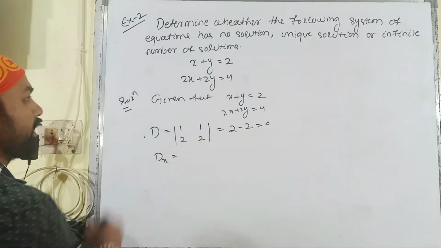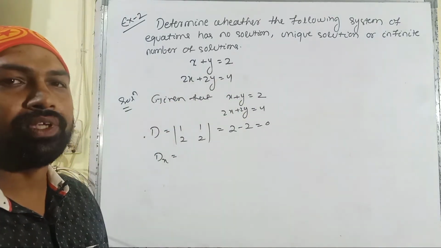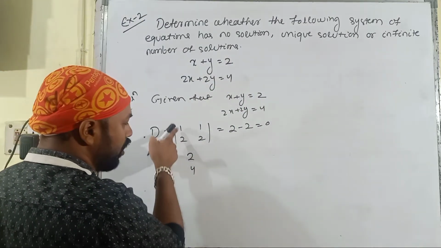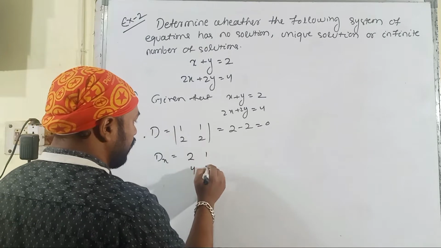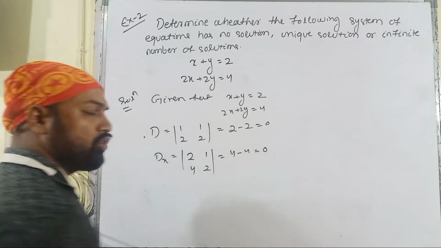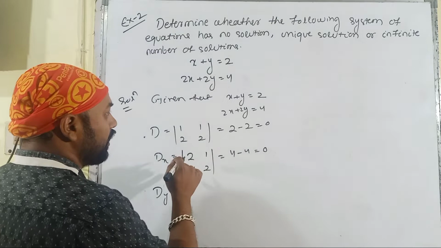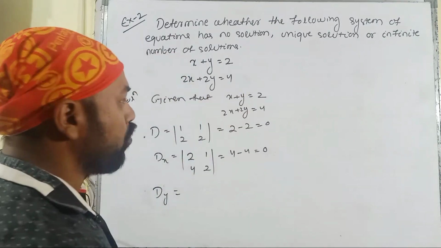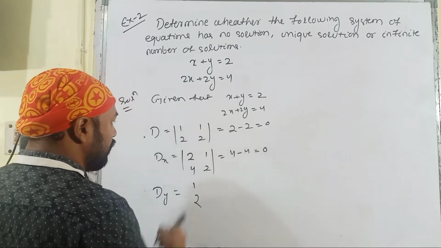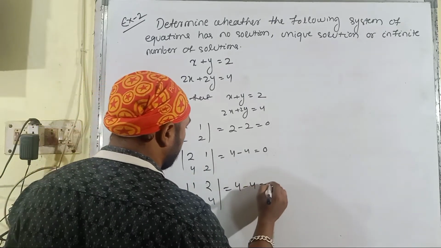Then we have to find out Dx. For the value Dx, we have to substitute the constants in place of the coefficient of x variable. So the constants are 2 and 4 and they will be placed in place of the coefficient of x variable. Then we are getting 2 into 2, 4 minus 4, it is equal to 0. Again Dx is equal to 0. Then let us go through the Dy value. Dy is equal to, here we have to substitute the constants in place of the coefficient of y variable. So it is 1, 2, but in place of the second column we have to substitute 2, 4. Then it is 4 minus 4, it is equal to 0.